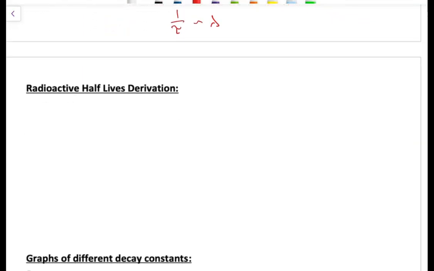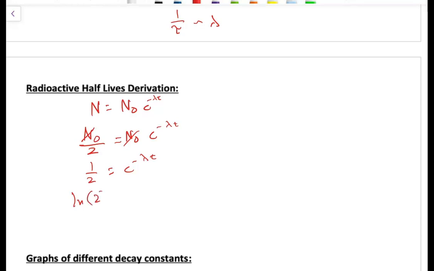Radioactive half-life derivation. This is something we did with our capacitance, but we just want to recognize how to solve for this in case we need to. So we have our equation, N, the new sample size, is equal to N naught e to the negative lambda t. Well, what if I halve my original sample size, right? My N naughts cancel. I get 1/2 is equal to e to the negative lambda t. I need to natural log it, so I natural log 1/2, which I'm just going to write as natural log of 2 to the negative 1, same as 1/2, and that's equal to negative lambda t.